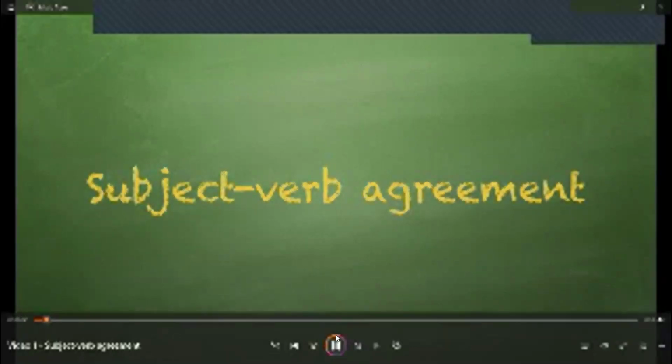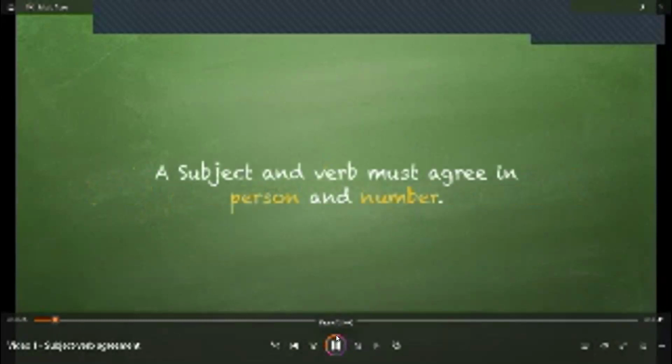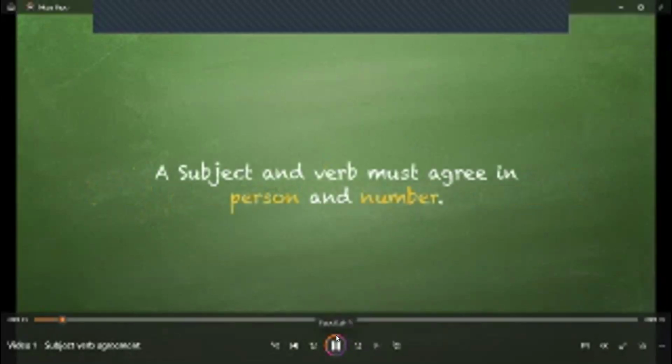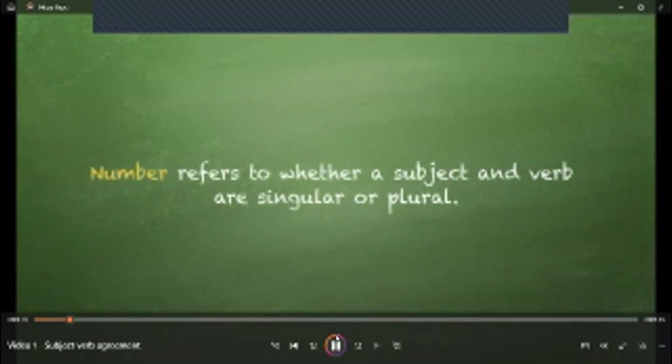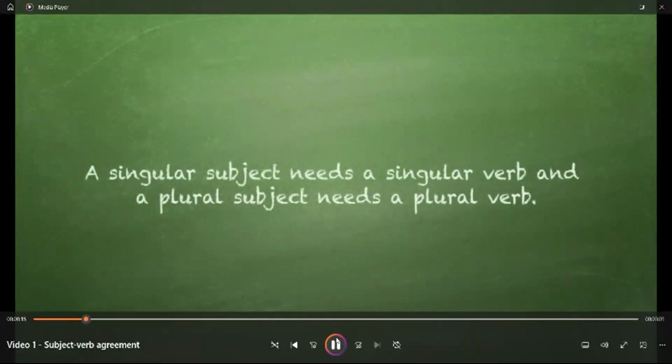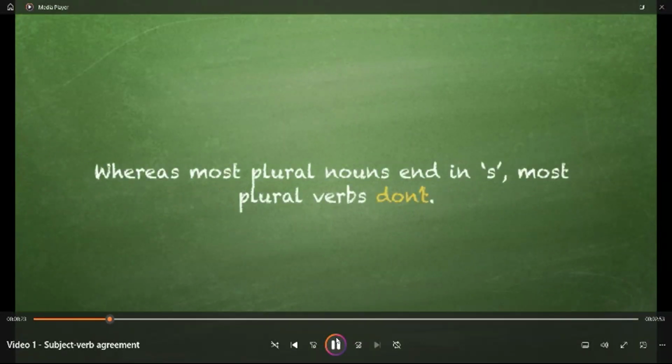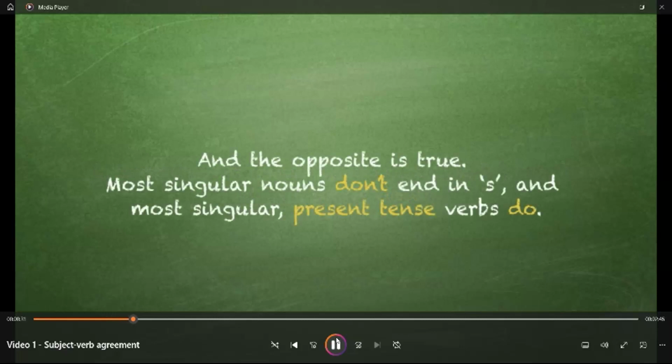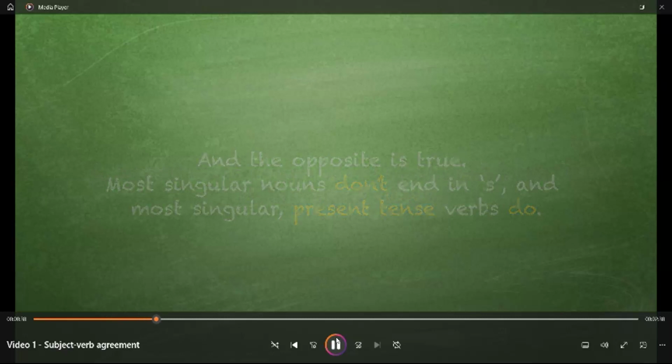Subject-verb agreement. The subject and verb must agree in person and number. Number refers to whether a subject and verb are singular or plural. A singular subject needs a singular verb, and a plural subject needs a plural verb. Whereas most plural nouns end in S, most plural verbs don't. And the opposite is true. Most singular nouns don't end in S, whereas most singular present tense verbs do.